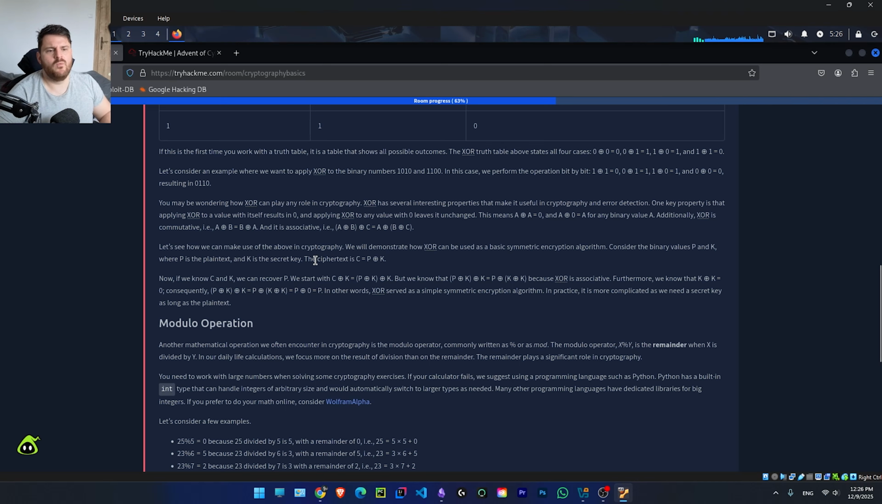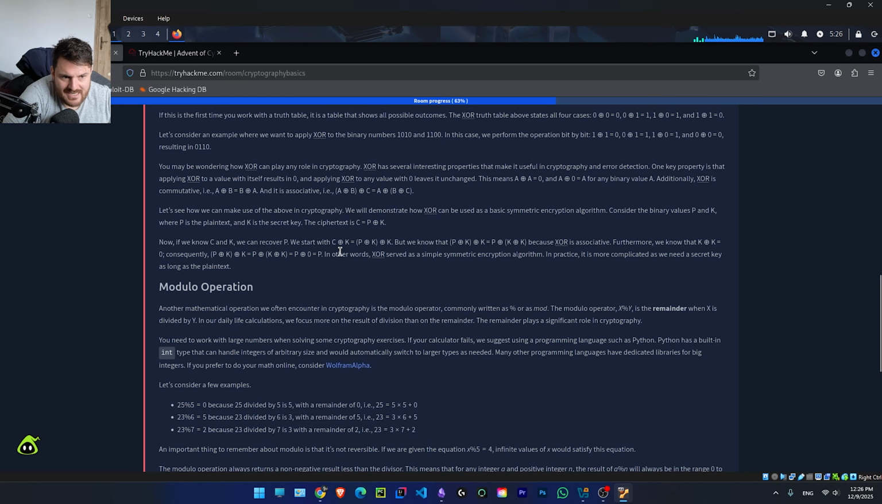Let's see how we can make use of the above in cryptography. We will demonstrate how XOR can be used as a basic symmetric encryption algorithm considering the binary values P and K, where P is the plaintext and K is the secret key. The ciphertext is C equals P XOR K. Now, if we know C and K, we can resolve P. We start with C XOR K equals (P XOR K) XOR K.